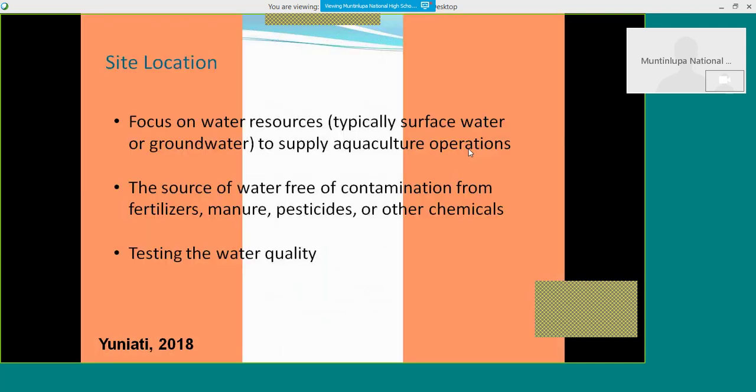For site location, what do you need to focus on? The first one is the water resources. To supply aquaculture operations, it's typically surface water or groundwater. Next is a source of water free of contamination from fertilizers, manure, pesticides, or other chemicals. And testing the water quality.